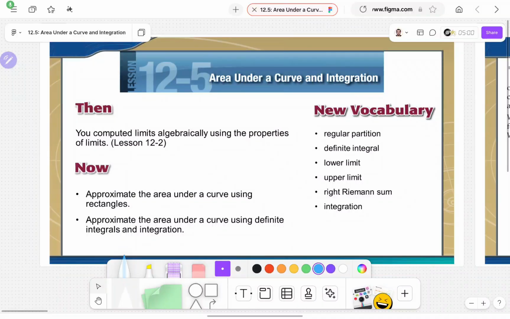Everyone, Ismail is here. Today we're going to learn about 12.5, area under a curve and integration. In this lesson you will see three parts of the video. This is the first part of the video, which is talking about the first thing under area under a curve.